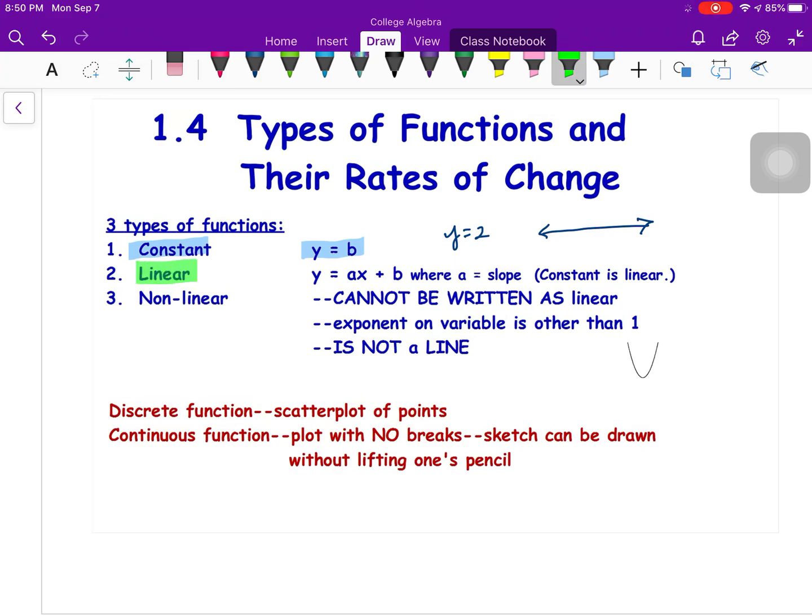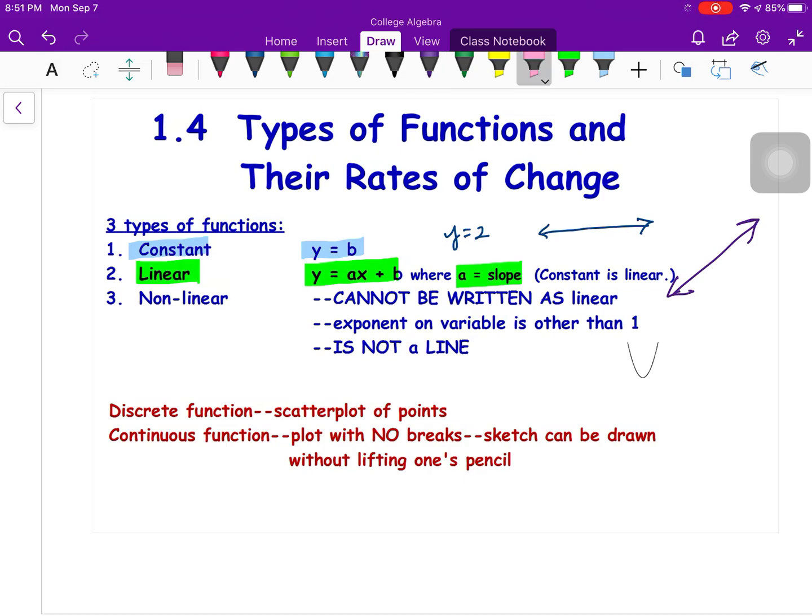Or a function can be linear, which is in the form y equals ax plus b, where a is the slope. A constant function is also linear, but if the line is horizontal, it is best known as constant. If the line is sloped, it is known as linear.